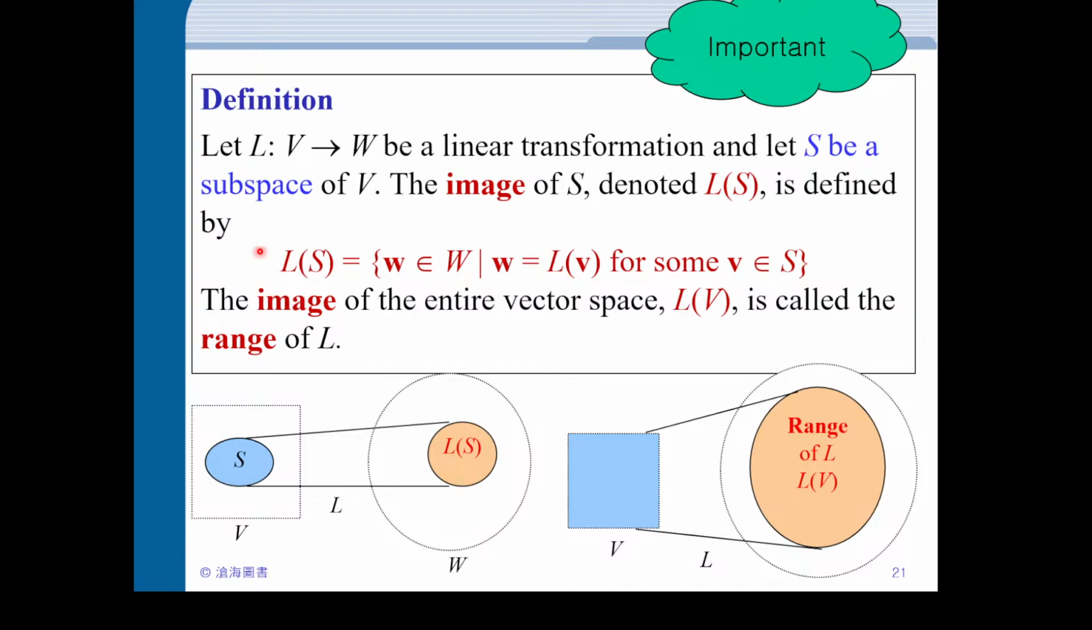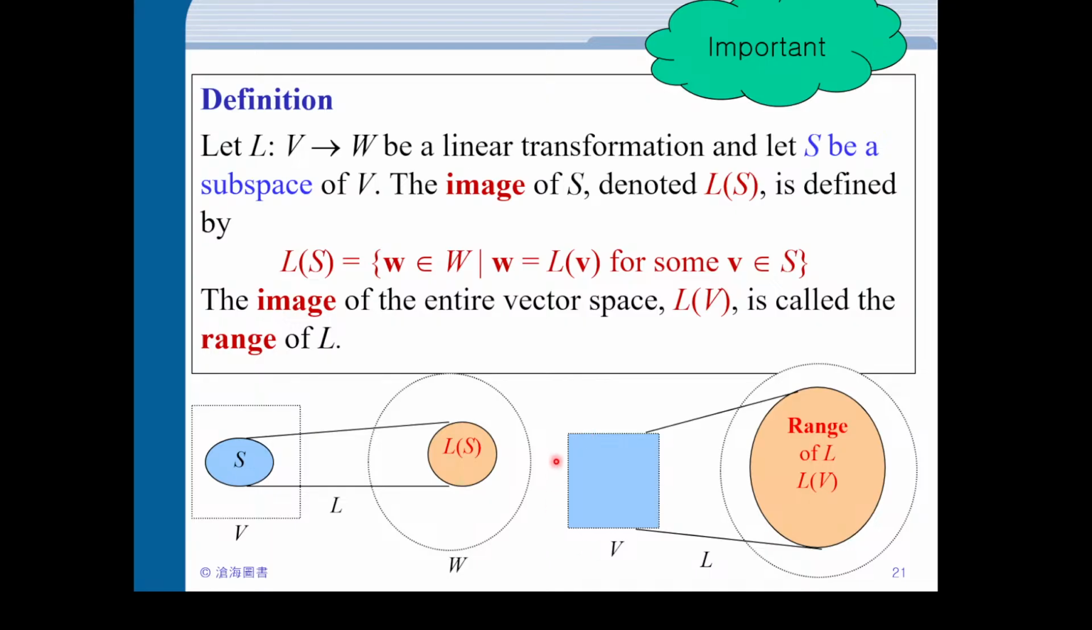And so the image of S is like this, and there's a special image in this mapping, that's the image of everything. Okay, so the image of everything is L of V, and it has a special name. It's called the range of L. So range is the largest possible image. It's the image of everything inside V.